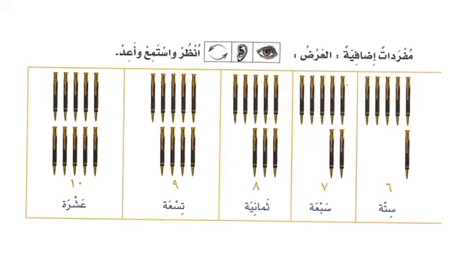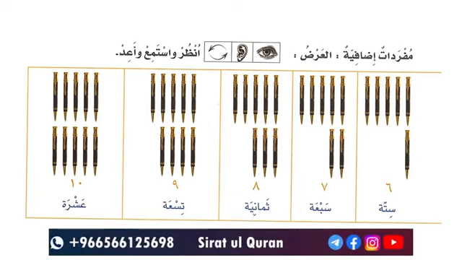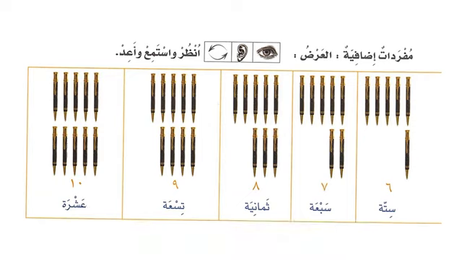Mufradatun idafiyatun. Now we have some extra vocab, and you know that the extra vocab is very, very important. Al-ard, unzur, wastami' wa'id. We have learned numbers from 1 to 5 in lesson number 1, and now we continue learning the numbers from 6 to 10. Sittatun, 6, sab'atun, 7, thamaniyatun, 8, tis'atun, 9, and asharatun, 10.